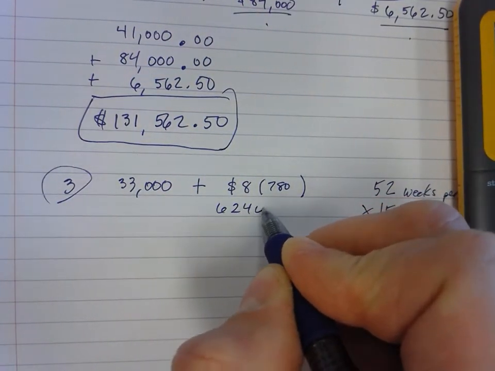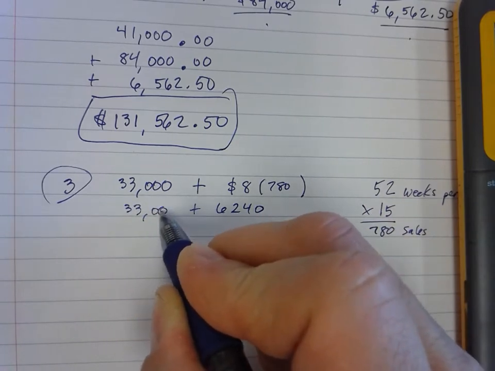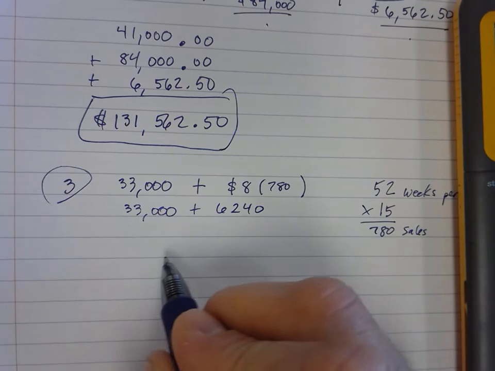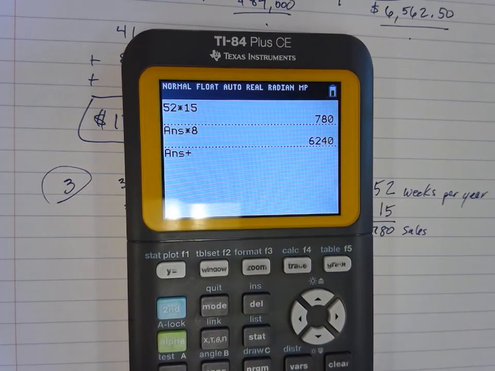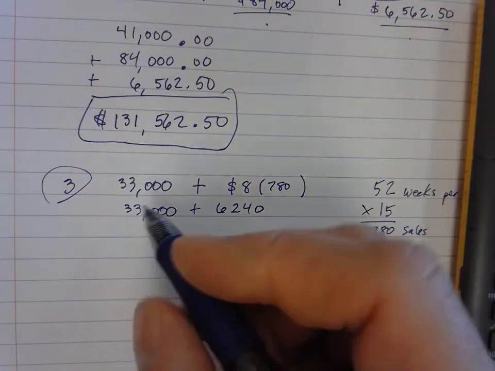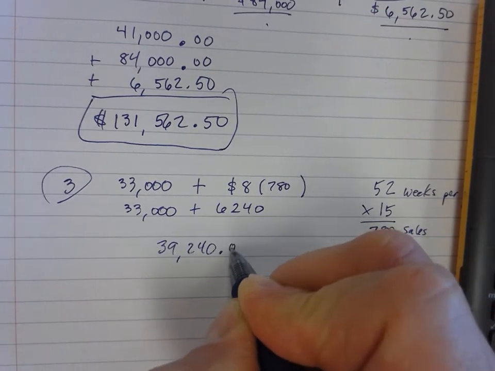6,240. You know he's already making a base salary of $33,000. So we just got to add those together to get his total. So I'll just take that and add 33,000 to that. 39,240. No cents.